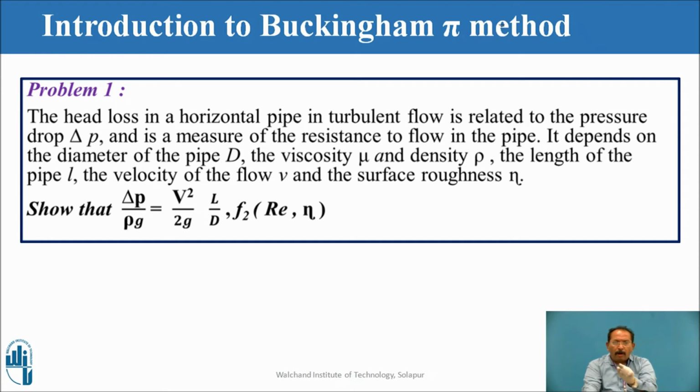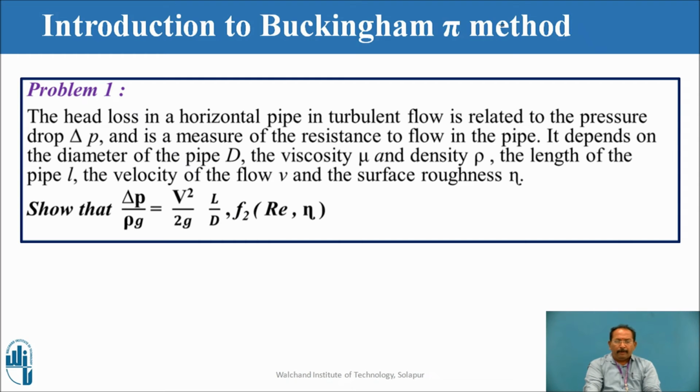Now these are all the lines, 1, 2, 3, 4 lines are there. They have written about that particular phenomenon, and they ask us to show that delta P upon rho g is equal to V square upon 2g, comma L upon D is a function of Reynolds number and the surface roughness. See, all these lines are converted into a small equation. That equation we are going to form.